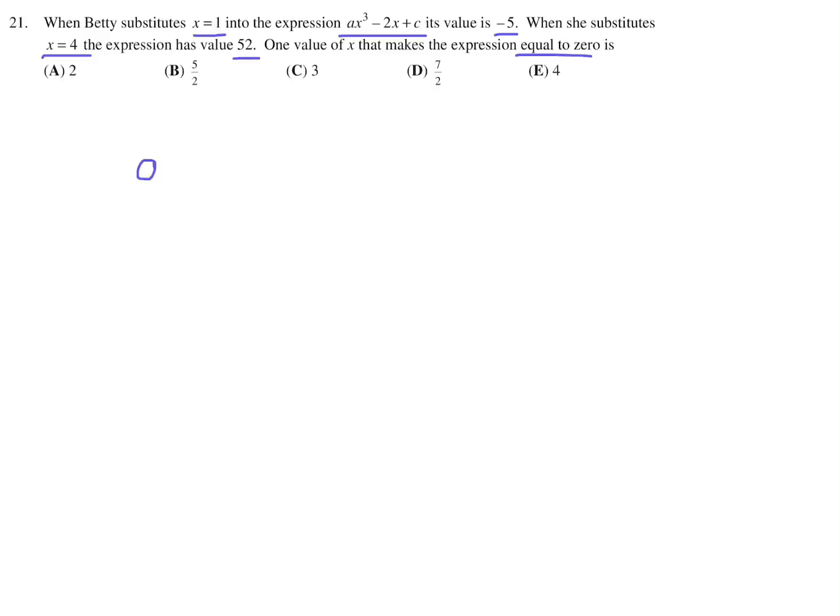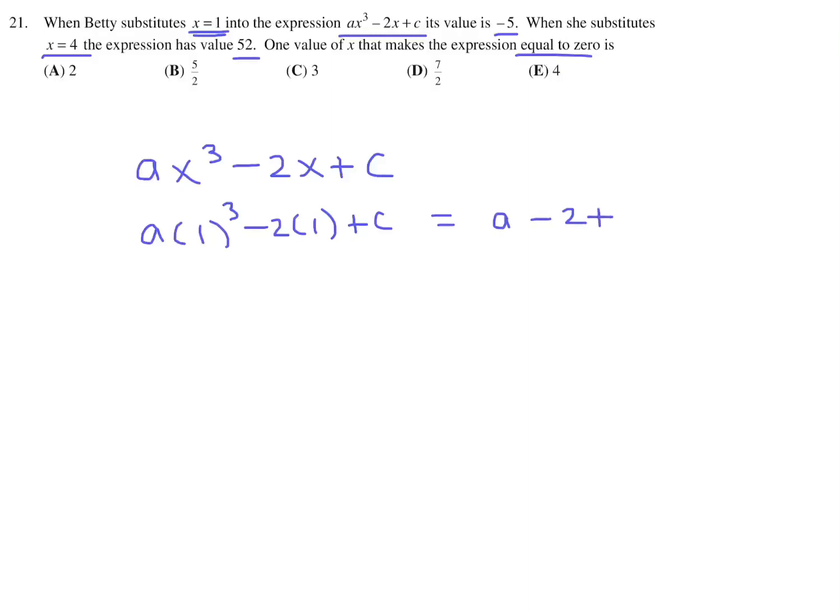Alright, so let's first write out our main expression. And first thing, of course, we'll substitute x equal to 1, which is right there. So if x is 1, we have this, and this equals a minus 2 plus c. And they're saying that that is equal to negative 5. So that's our first equation.